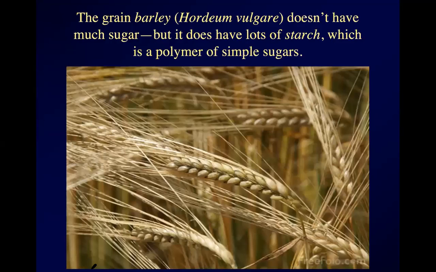This is a grain, Hordeum vulgare, otherwise known as barley. Barley does not have a great deal of sugar in it, but what it does have is lots of starch, and starch is a polymer of simple sugars. Take a bunch of sugar molecules and string them together, and you end up with starch, and there's lots of starch in barley.